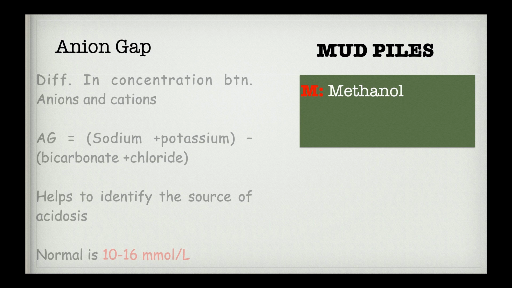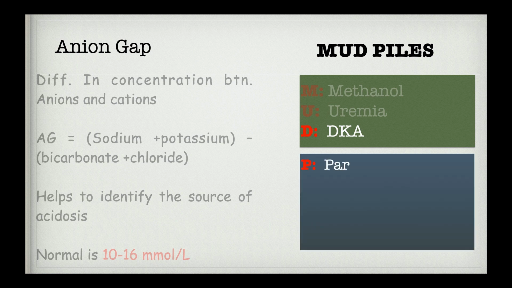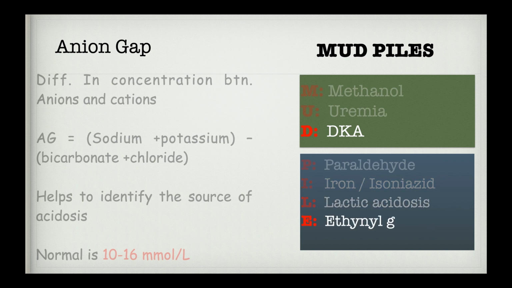So we may have what we call the MUDPILES. We have M for methanol, U for uremia, then D for diabetic ketoacidosis. Then we have P for paraldehyde, I for iron or isoniazid concentrations in the body. Then we also have L for lactic acidosis, then E for ethylene glycol, and finally S for salicylate.